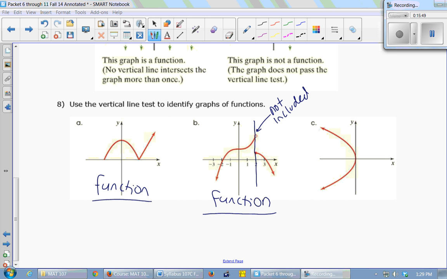Does that make sense? Okay. All right, how about this last one? Function or not a function? We have lots of vertical lines that intersect in more than one point, right? All but one, just the 1 point. So this is not a function.